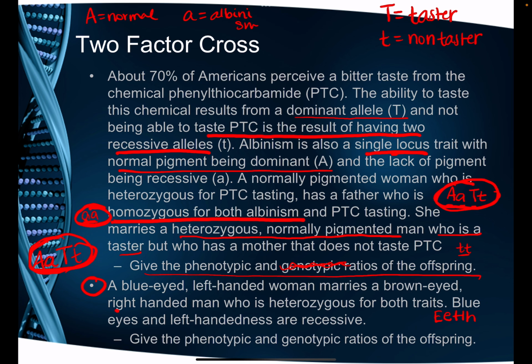Now, our man is right-handed and brown-eyed. So that's going to tell us that Big E is brown eyes and Big H is right-handed, okay? If he has brown eyes and right hands and he's Big E little e and Big H little h heterozygous, then we know that the dominant trait is brown and the dominant trait is right, okay? So our woman then, it says she is blue eyes and left-handed. So she would be little e, little h, okay?